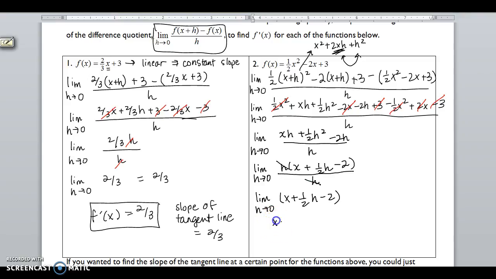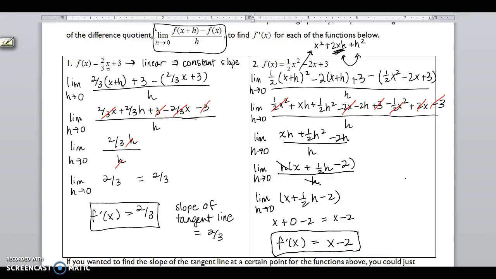Just make sure you're plugging it in for h. X plus 0 minus 2. So that's just x minus 2. And then let's rewrite at the end. That's our f prime. That's our derivative, x minus 2. So that means our slope is not constant. It depends on the x value. It will change depending on what x value you're looking at. That's why we have a variable.